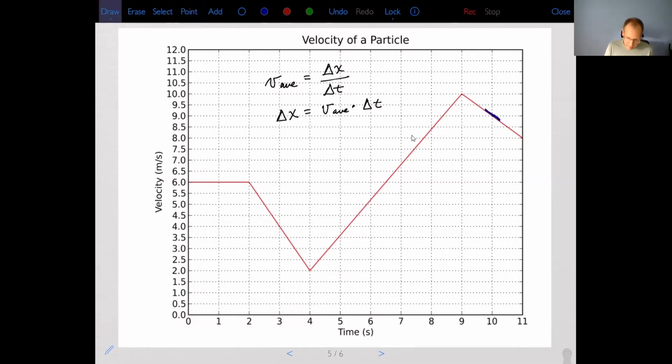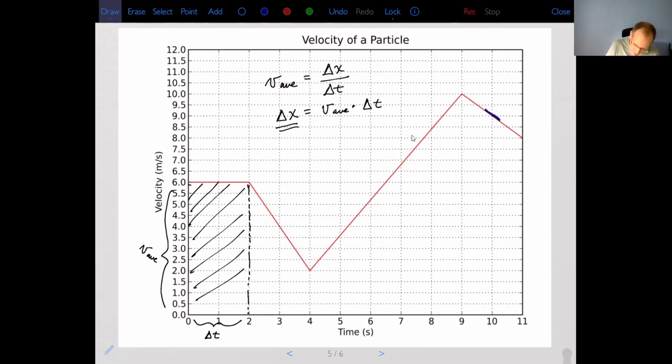So let's start by looking at just from 0 to 2 seconds. Okay, so just this part right here. I'll block this off. This right here is my velocity, and in fact, it's constant there. So I could say this is my v_av, which is 6. And then this would be my delta t. If I multiply those together, because delta x here is v_av times delta t, isn't that just the area of that rectangle?